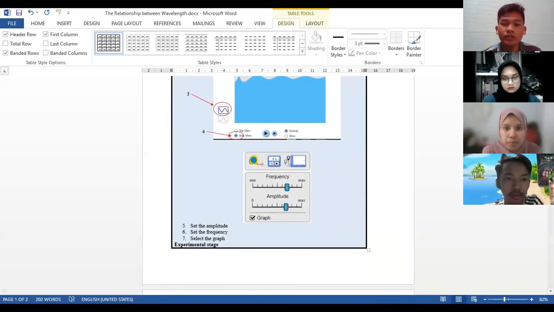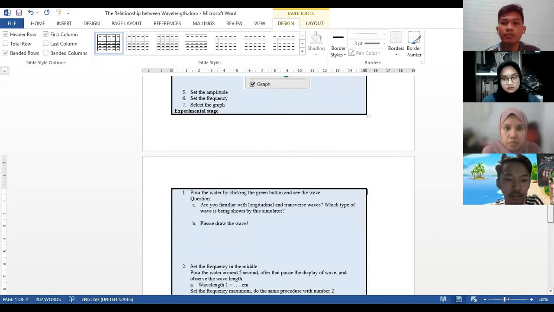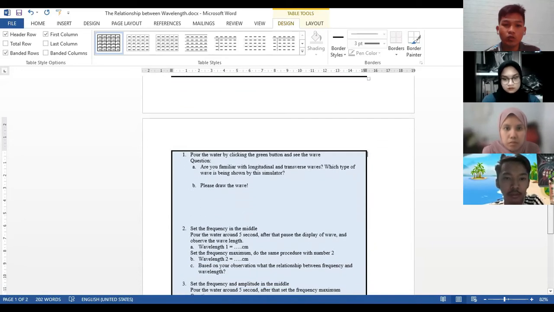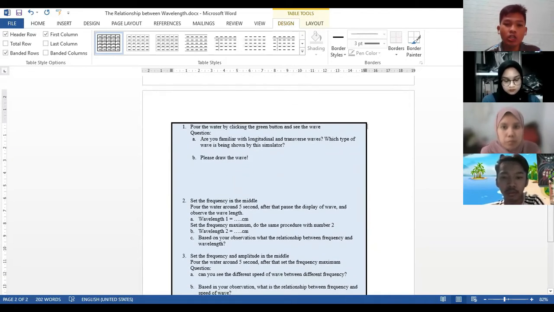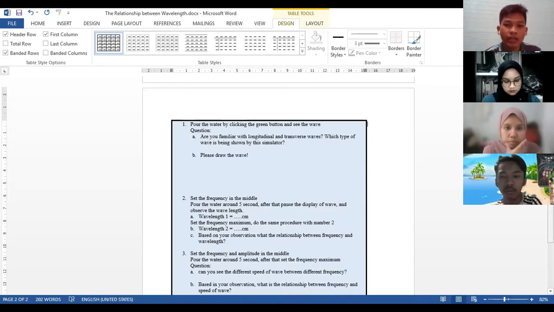So based on the instruction here, the main activities are as follows. The first one is you have to pour the water by clicking the green button as I instructed before, and then please draw the wave that is represented in the PhET simulation. After that, the second activity, you have to observe the relationship between frequency and wavelength. You have to use the ruler in the PhET simulation, and the procedure is you have to pour the water for around 5 seconds, pause the display of the wave, and observe the wavelength.